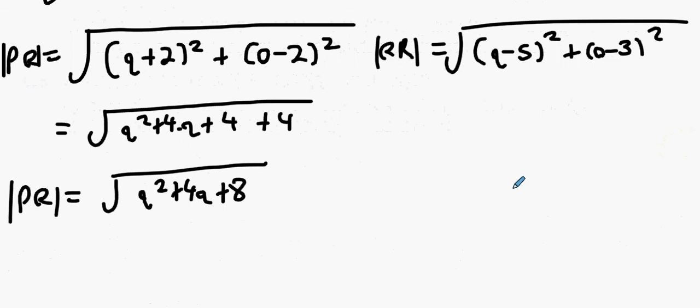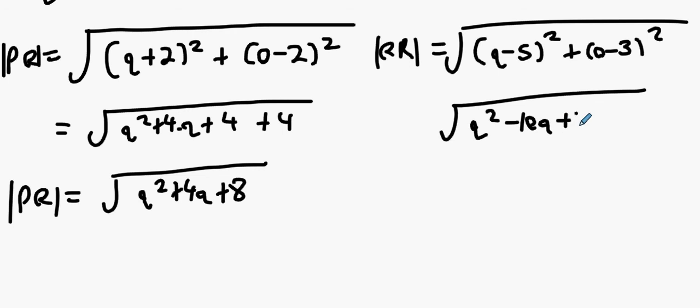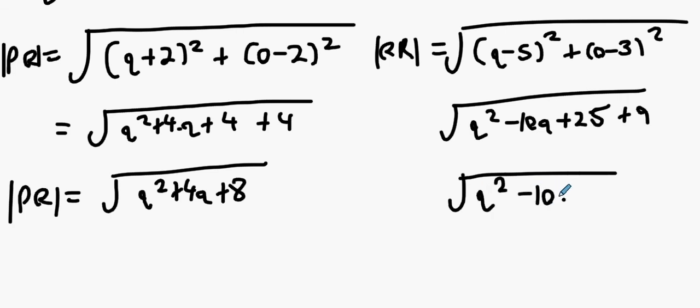You're going to multiply all that out. You're going to get q squared minus 10q plus 25 plus 9, and then you're going to get q squared minus 10q plus 34. Are we cool with that? Which one's longer, according to the question description?